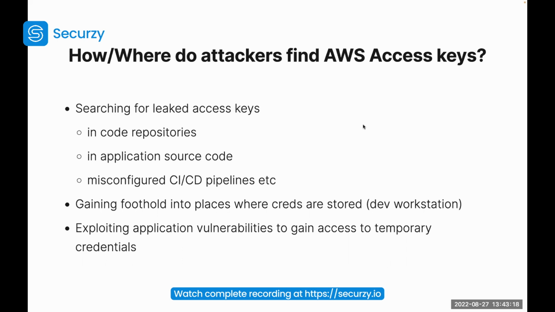And then there are misconfigured CI/CD pipelines. Essentially, there is the whole shift-left thing that is going on. People are setting up CI/CD pipelines. There are a bunch of places where these credentials can leak, and this is a very interesting place to look, because most of the credentials that I have gotten from misconfigured CI/CD pipelines gave me permissions that are close to admin.